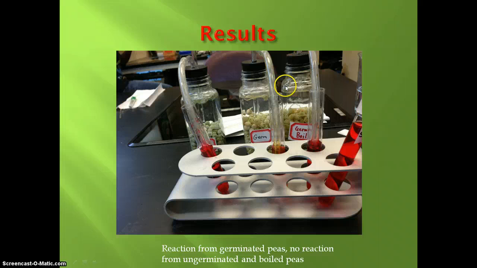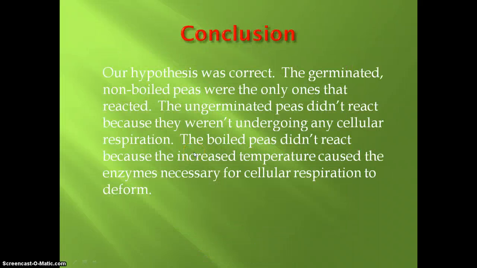Here's a picture of the end results. Reaction in germinated, no reaction in boiled or ungerminated. Just as our hypothesis stated. The germinated non-boiled peas were the only ones that reacted because they had the ideal conditions for cellular respiration. Right temperature, and they were starting to release lots of CO2.